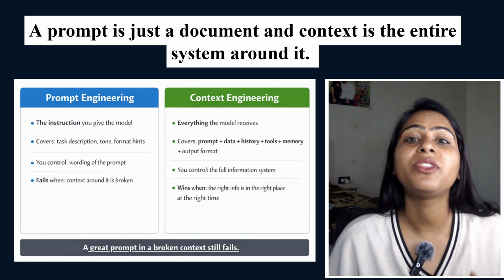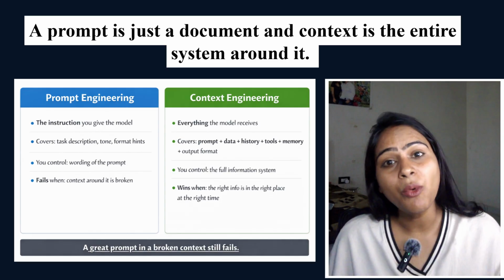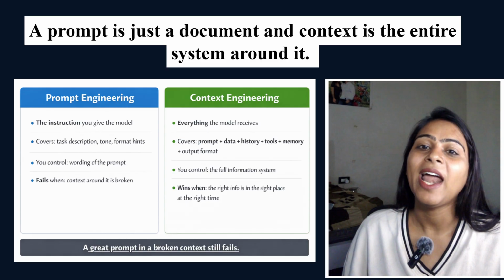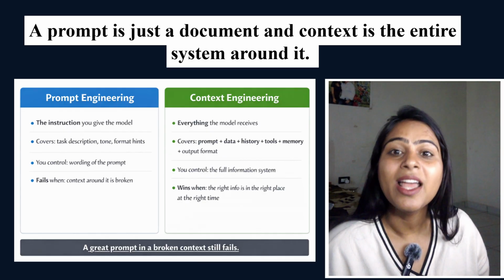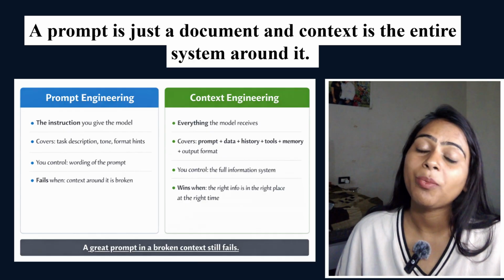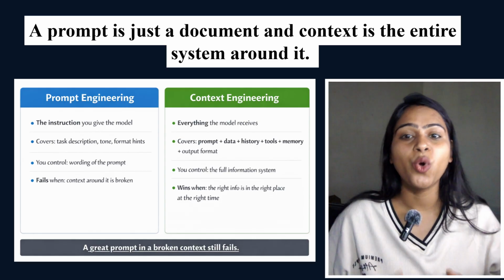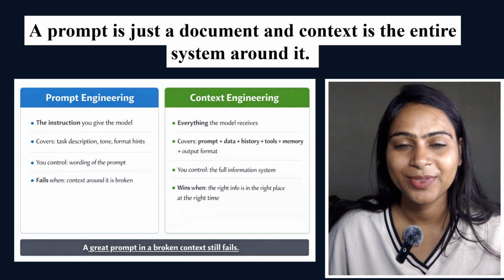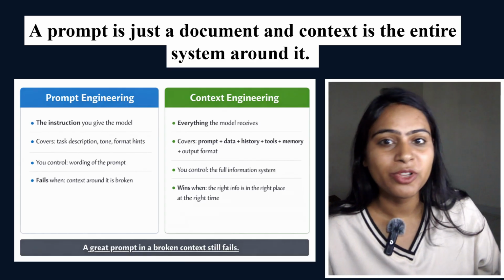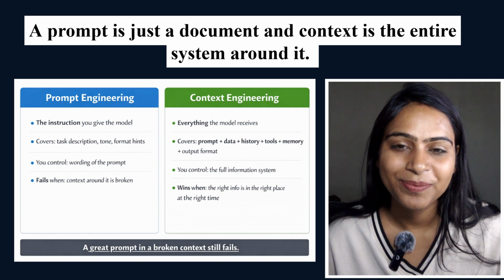I have seen this happen with many product teams. PMs and engineers spend hours perfecting the prompt. And then the retrieval is pulling irrelevant data. The conversation history gets dropped after a few turns. Or the system prompt has a contradiction no one noticed. And suddenly the whole system breaks. Not because the prompt was bad, but because the context around it was not engineered.